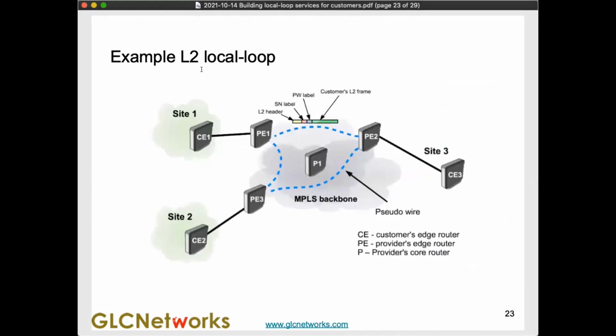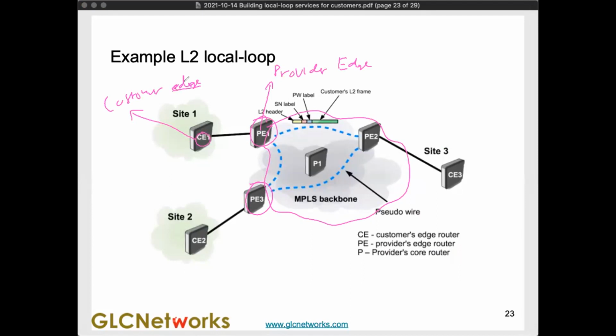So this is an example of layer 2 technologies, local loop. We have the MPLS backbone here, and then this is our router, PE. PE means provider edge, and CE, customer edge. Okay, CE and PE. So usually that's what we call them here, CE and PE.